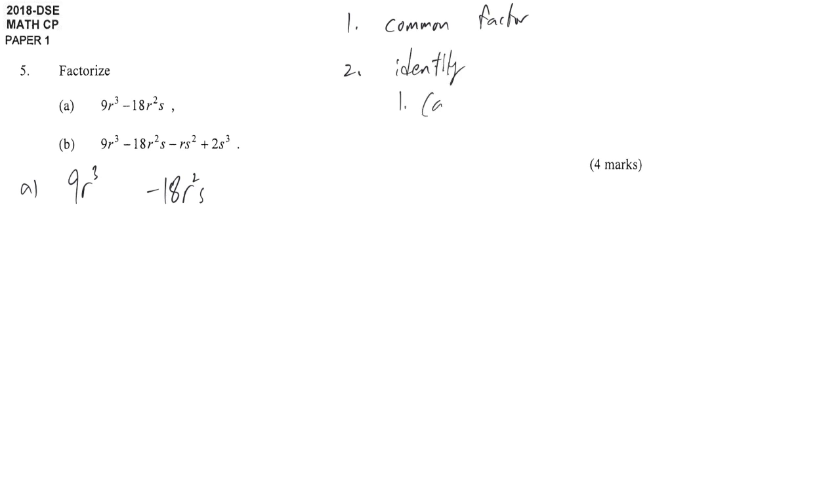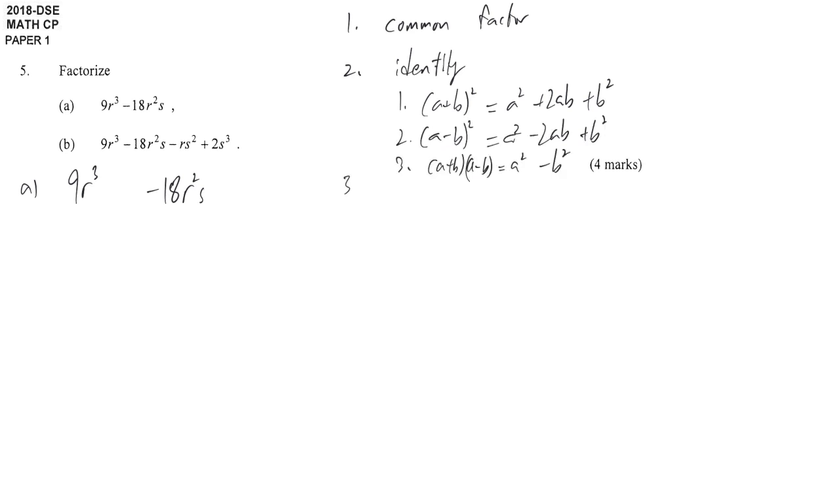Like (a plus b) bracket square is equal to a squared plus 2ab plus b squared. If you find that there are some expression you can express in this format, then you will change it to left hand side format. If you can't use common factor and it is not any form of identity, then you have to use cross method to solve it. And then please look at this question first.